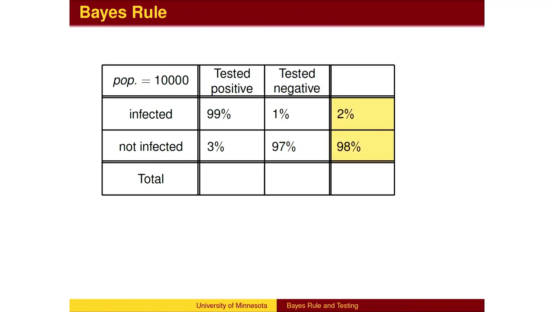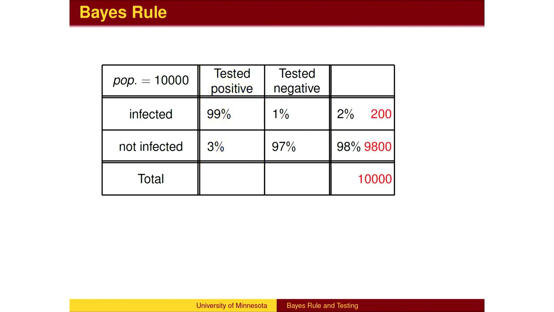The 10,000 people are divided into two categories, those infected and those not infected. We are given information across the rows. We know how accurate the test is for infected individuals and how accurate the test is for non-infected individuals. We wish to find information about the columns. What fraction of those testing positive are actually infected?